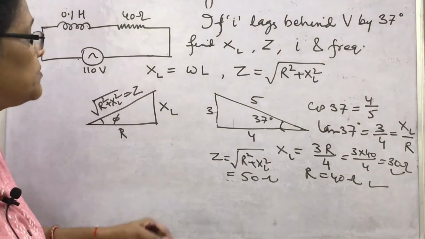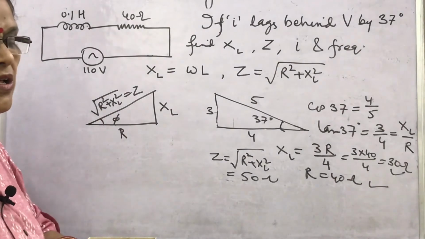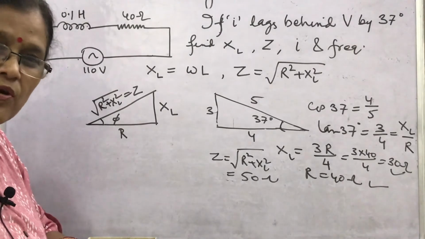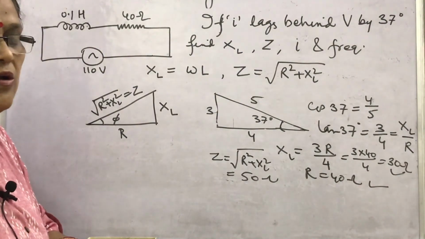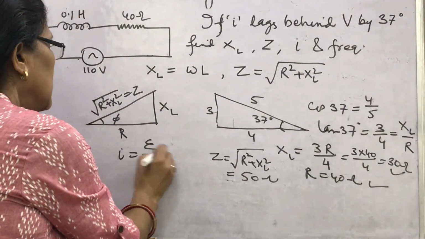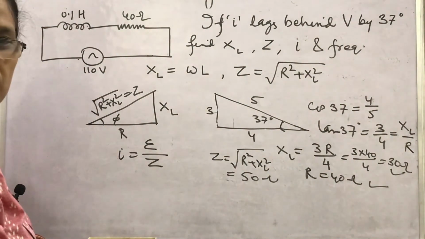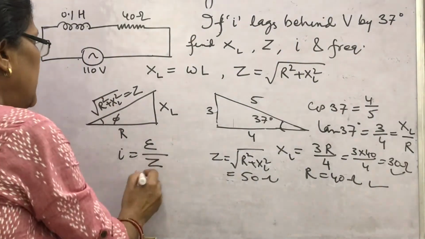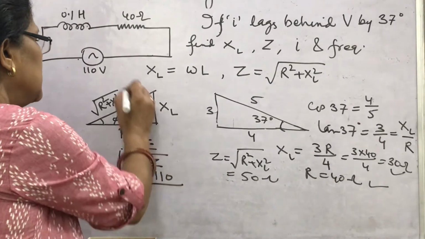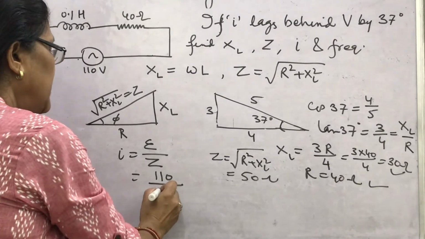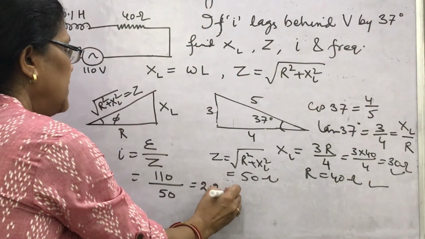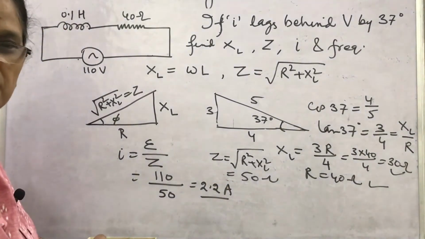What about the next part? What is current? You know the XL, and from that you can find frequency. What is the current relation? These two relations we have read. Applied voltage upon Z. What is the applied voltage? 110 volt. How can you find the current? This RMS value of current is 110 upon Z, what is Z? 50. So you will get 11 by 5, which is 2.2 ampere. So that is the current in the circuit.